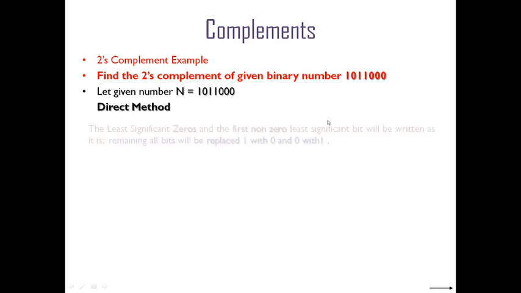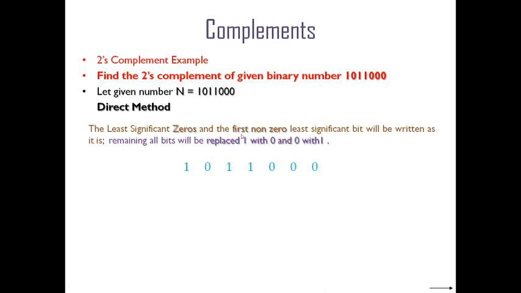So I am taking the given number. The least significant zeros and the first non-zero least significant bit will be written as it is, and the remaining bits will be replaced, 1 with 0, 0 with 1. I have taken the given example, and the least significant zeros will be written as it is.